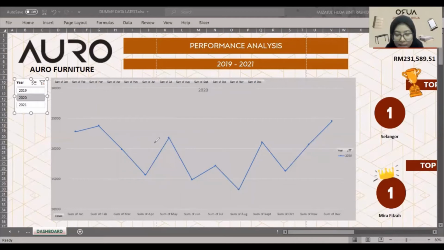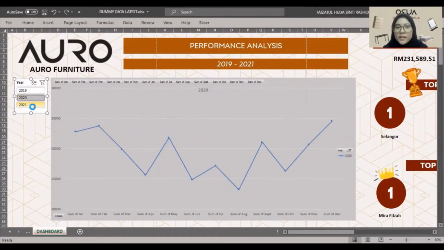But as you can see, in May, sales increased rapidly because of the acceleration in demand for chairs and desk sets. This was due to the government orders, which is MCO, that require employees to work from home and students to study virtually. These situations indirectly contributed to the higher sales for the month.